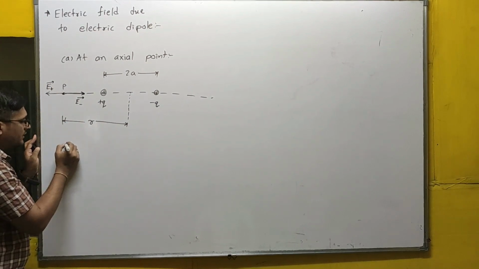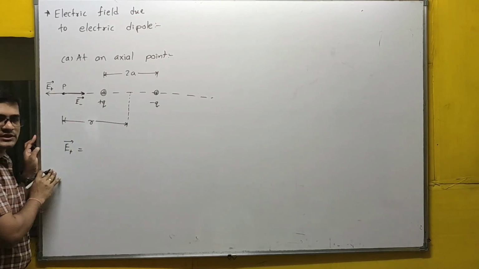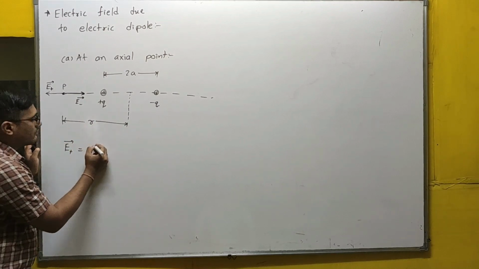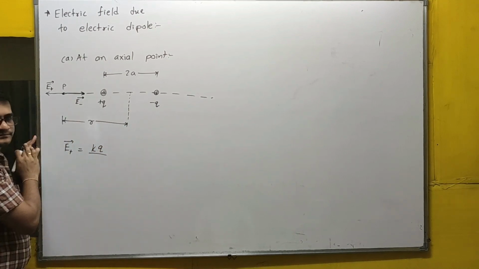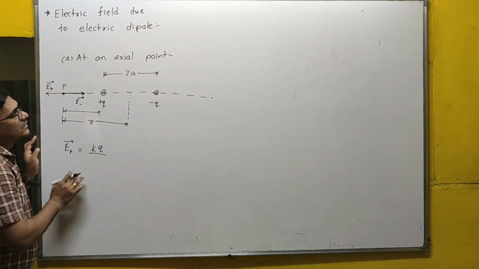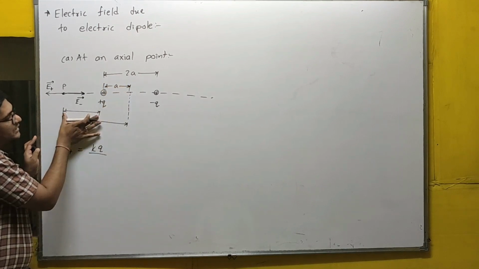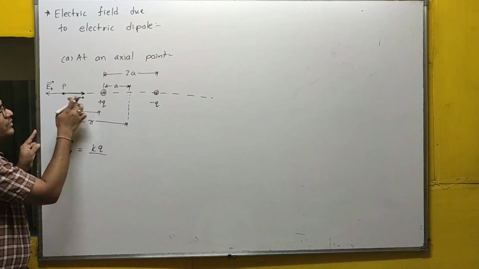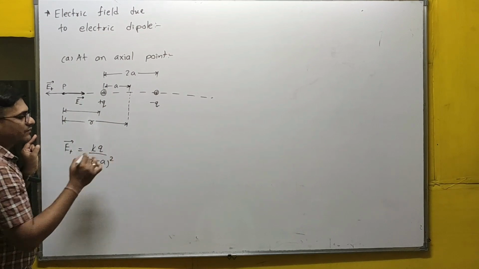To write this in vector form, first of all write down the magnitude of the electric field due to the plus Q charge. The electric field due to a single charge is given by kQ by r square. Now write down kQ divided by r, where r is the distance of the point from the charge. So we have to find this distance. What is this distance? This is 2a, so this becomes a. So this distance is r minus a. So the distance of point P from the plus Q charge is r minus a. So kQ by r square is our formula for the electric field.